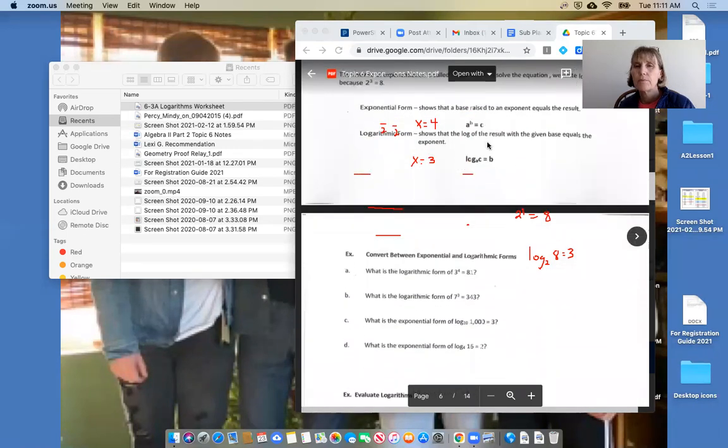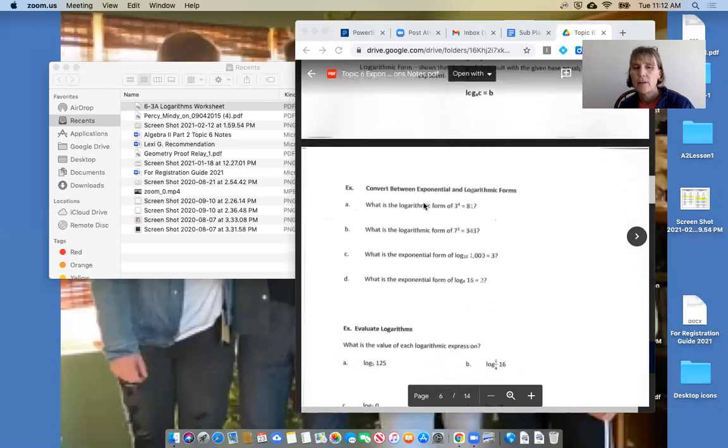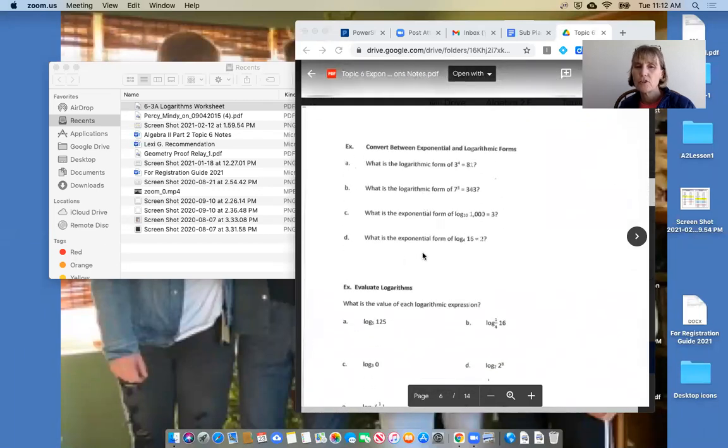Now let's go on. Whoops, I got to go back and get rid of that. Clear my drawings. Now, what you're going to do today is two things. You're going to, number one, convert. If it's given to you in exponential form, you're going to write it in log form. Or if it's written in log base form, you're going to write it in exponential form.